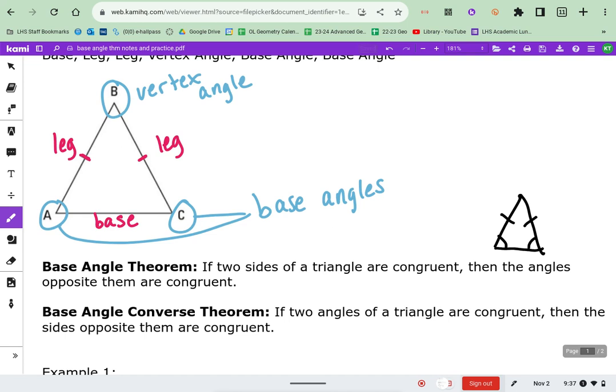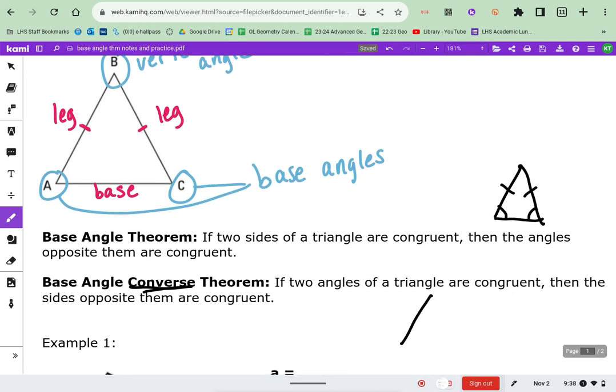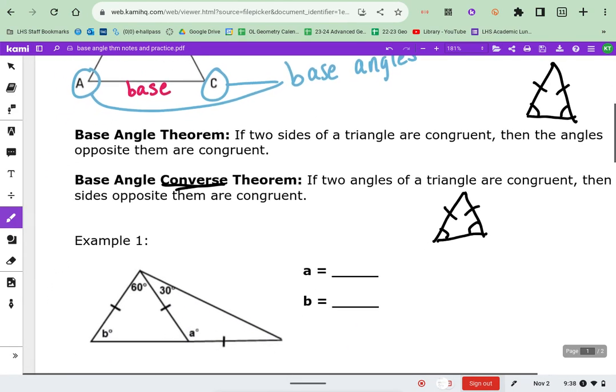The base angle converse just goes the opposite direction. The converse says if we start with a triangle that has two congruent base angles, then that means those sides across from them are also congruent. So it can go both ways. Base angle theorem is sides to angles, and the base angle converse is angles to sides. So let's look at some examples for how we could use these things.